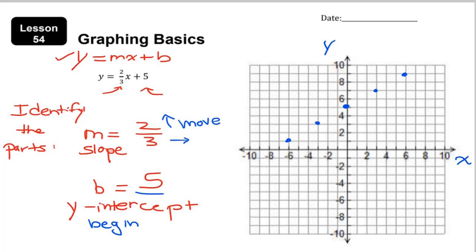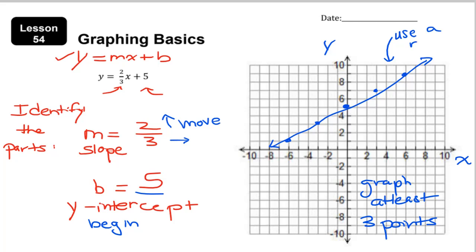When you are graphing, ideally you're going to want to graph at least 3 points. That usually helps. And then when you connect your line, you're going to want to use a ruler. Now I am on a computer, and it's not easy for me to draw a straight line. And it's really obvious to see that I did not use a ruler, but your job is going to be to use a ruler to make the line extra straight.